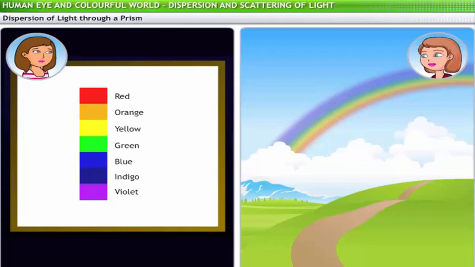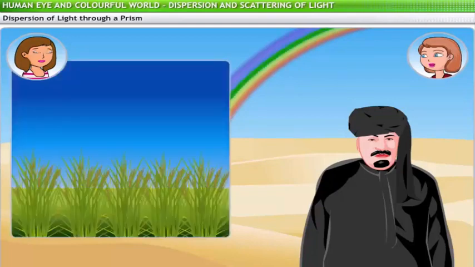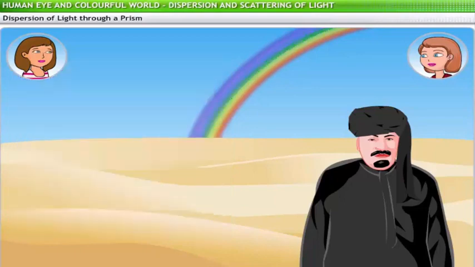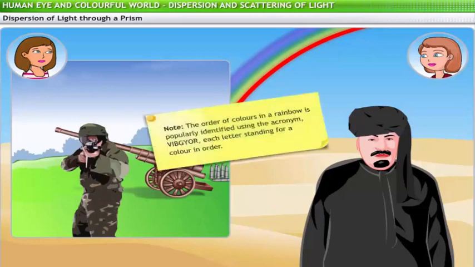Yes, I see what you mean by creating a rainbow through a prism now. To Iranian Muslims, even the brilliance of the colors in a rainbow is significant. For example, prominent green means abundance, red means war, and yellow brings death. Note, the order of colors in a rainbow is popularly identified using the acronym VIBGR, each letter standing for a color in order. The same order of colors is visible in a rainbow.